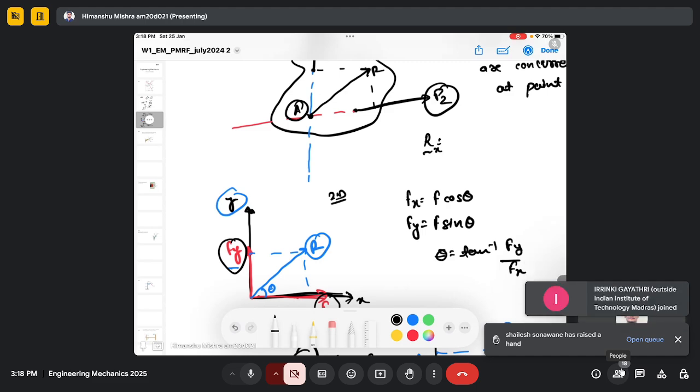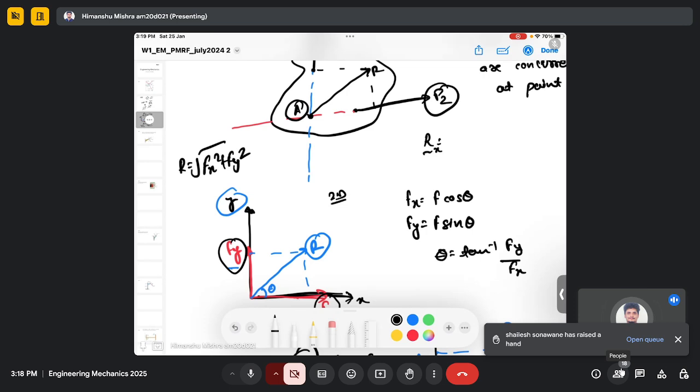Resultant force is equal to the square root of Fx squared plus Fy squared, na sir? Yes, yes. It will be equal to the square root of Fx squared plus Fy squared according to the parallelogram rule.